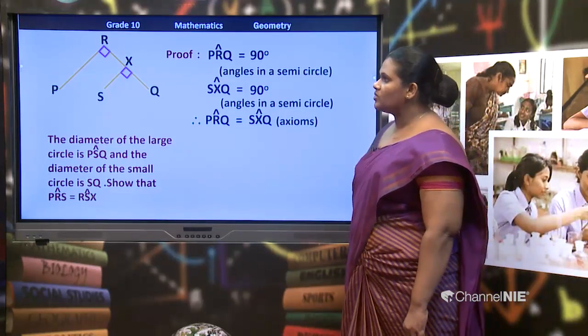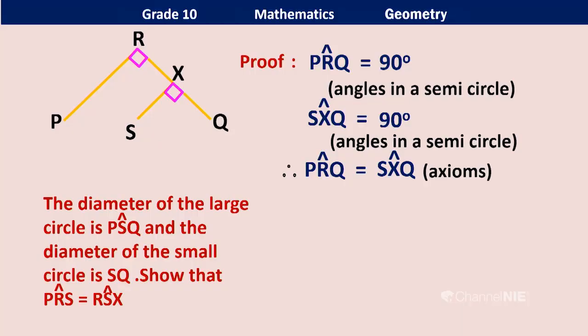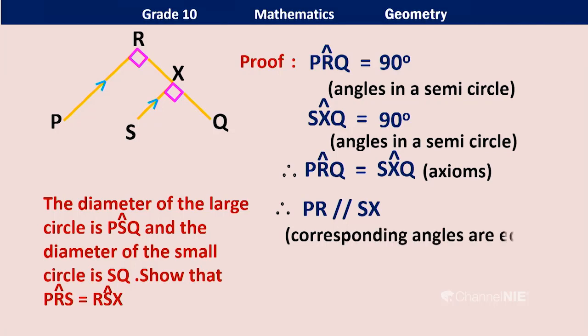What can you say about angle PRX and angle SXQ? Those two are equal. So, we know that PR is parallel to SX. The reason is corresponding angles are equal. So, we got angle PRX equal to angle SXQ. We can consider those two as corresponding angles when PR is parallel to SX.